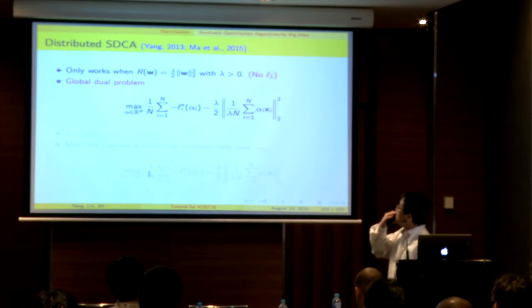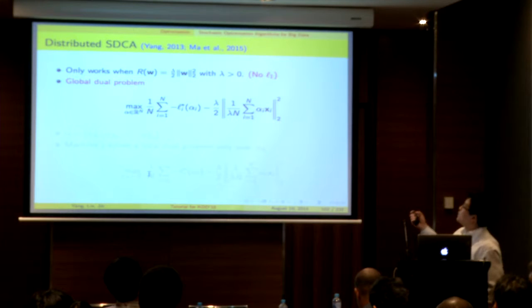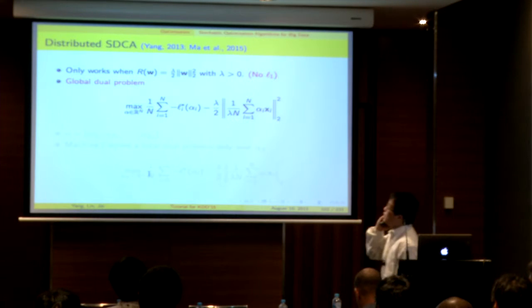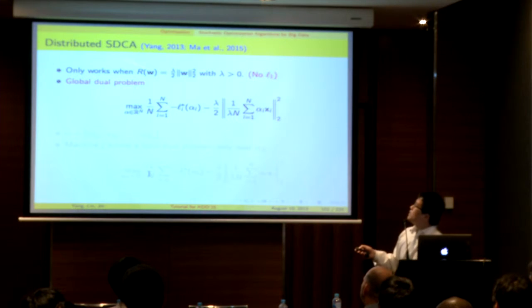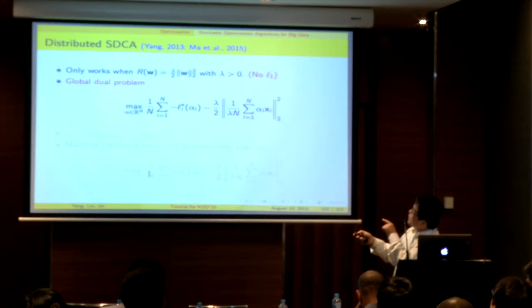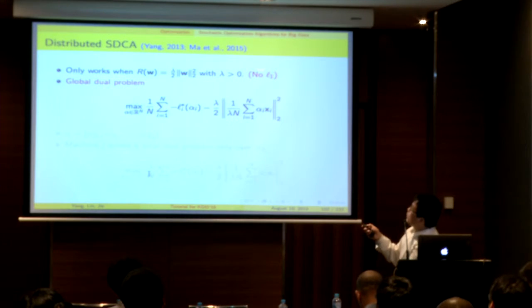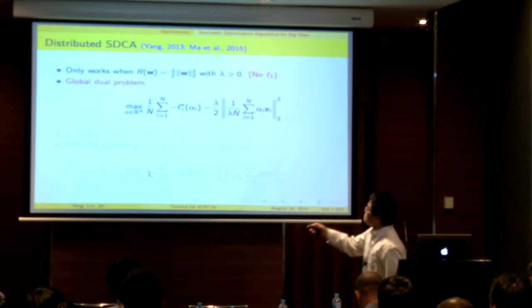It was first discovered by Tianbao Yang and also studied in other literature regarding improvements on the theoretical communication complexity. For simplicity, I use lambda times the L2 norm squared, but it works for other regularizers too. Here we want to make it simpler, so I use lambda L2 squared with lambda greater than 0. If lambda is 0, unfortunately it doesn't work.